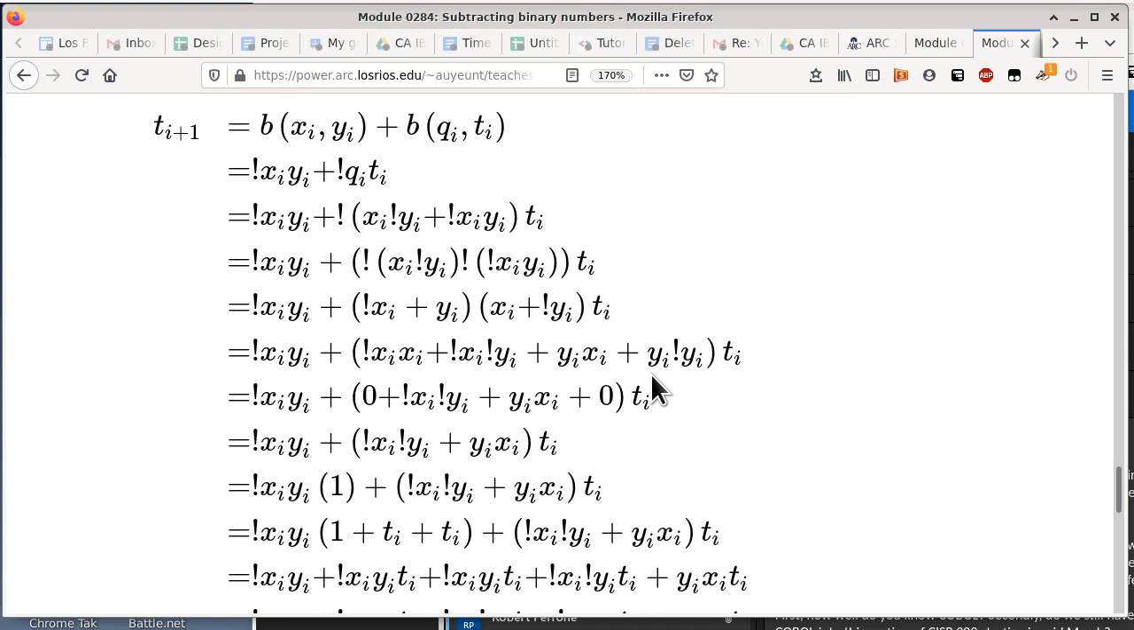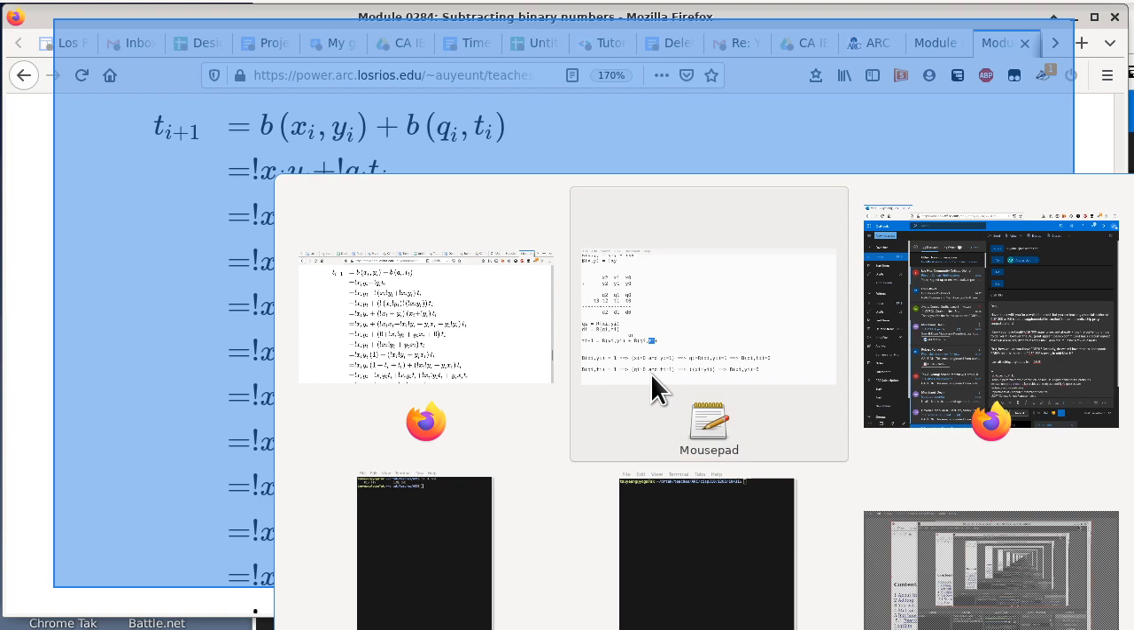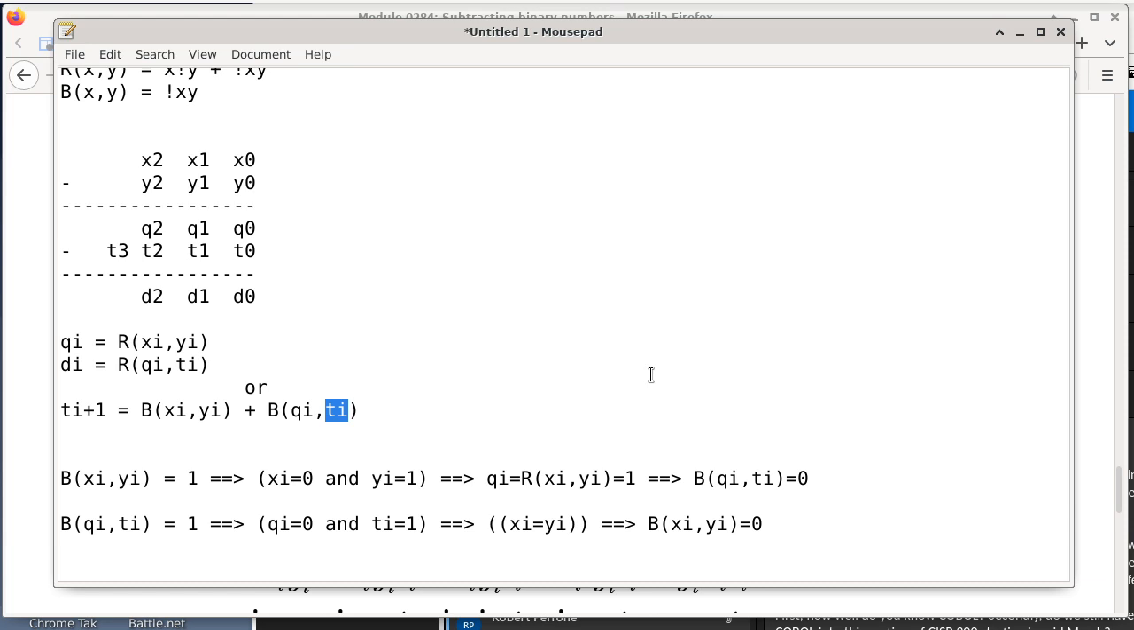Okay? But that's the same trick that we already used in addition. So from here to here, I'm using, this one is new. Okay? From here to here, I use De Morgan's law. I think I have introduced De Morgan's law, but it doesn't hurt to introduce it again. Okay? So this is De Morgan's law.